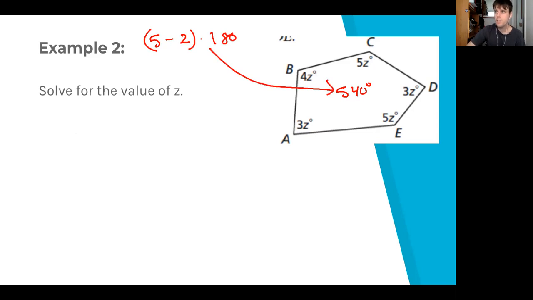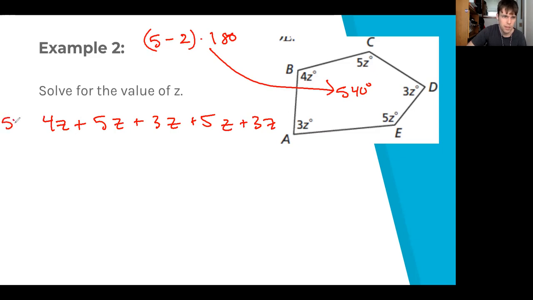And we're going to use that to set up and solve an equation. I just need to add these 5 angles together. 4z plus 5z plus 3z plus 5z. I suppose I could have combined like terms ahead of this. Equals 540. I'm going to put that on this side since that's where I have a little space. Okay, so that's 4, 9, 12, 17, 20. So I get 540 equals 20z.